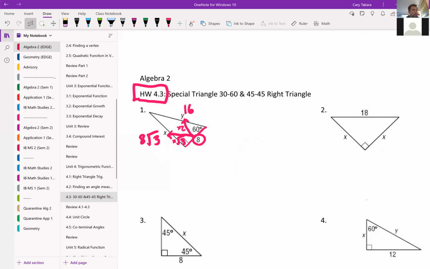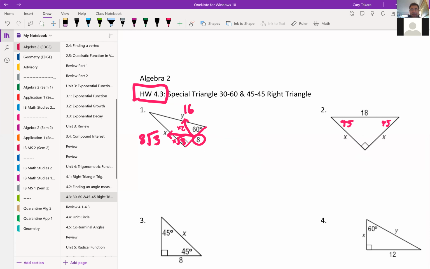Okay, number 2. You guys ready? So you're done for number 1, right? You just found the other 2 sides. Number 2, this one says x and x. That means 2 sides are the same. Now, even though it doesn't provide you with the angle measurement, this is 45, 45. How do I know that? Because 2 sides are equal. In other words, both angles have to be the same. Since this is a 90 degree, the other 2 angles combined will be 90 degrees. So it has to be 45, 45.